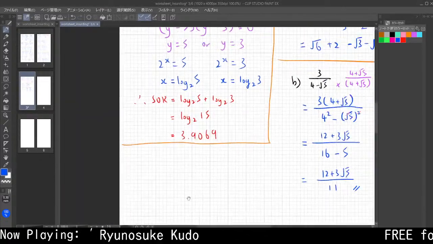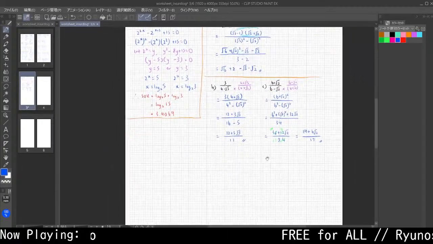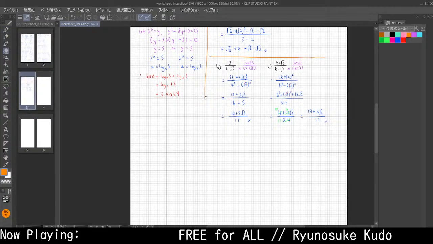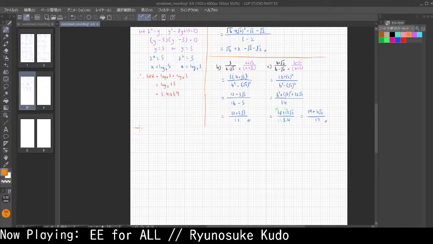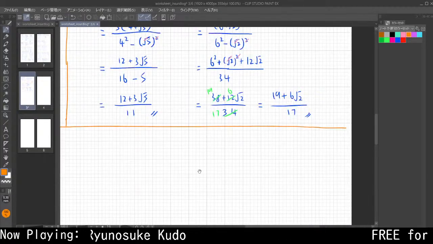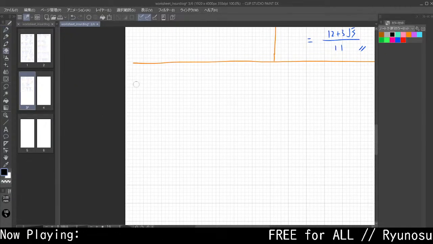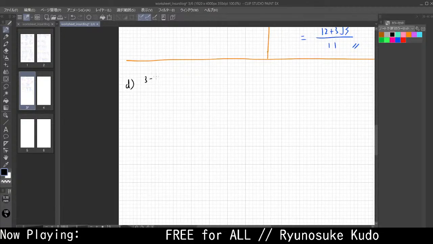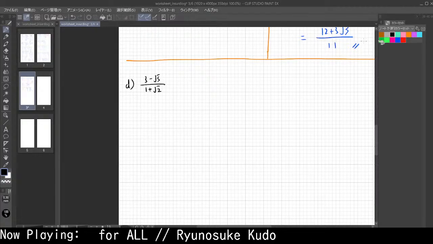So question D. Let me just extend this to cover everything. D: minus 2 5 over 1 plus square root 2.